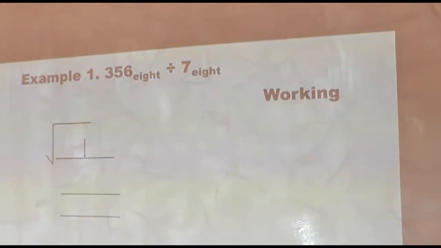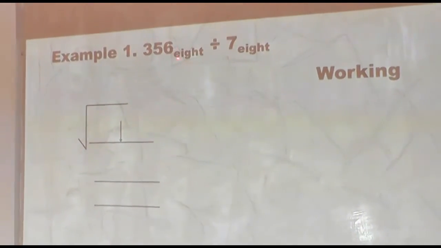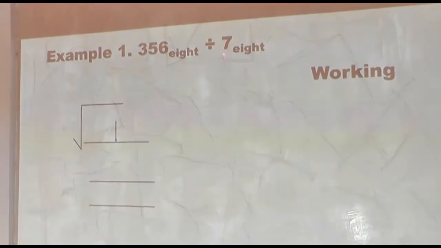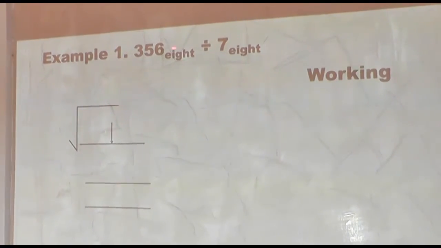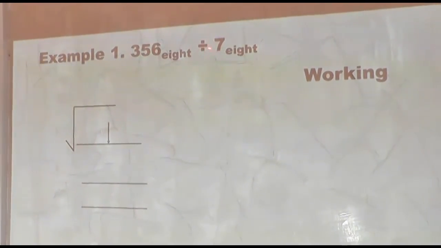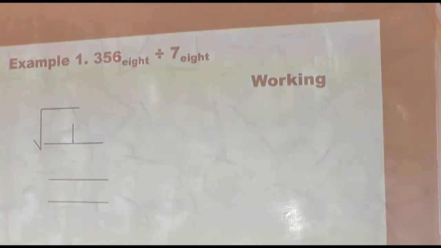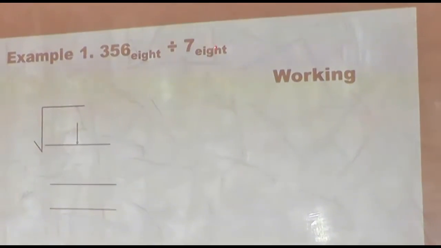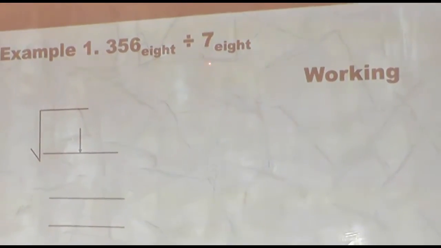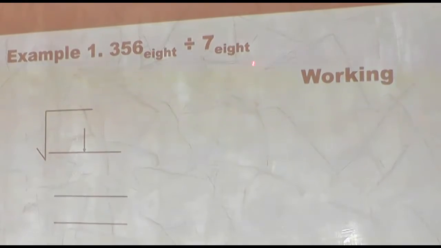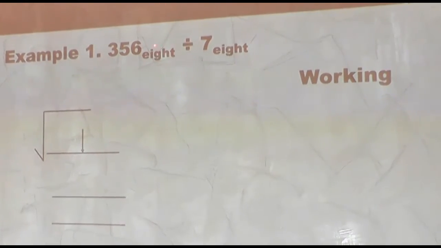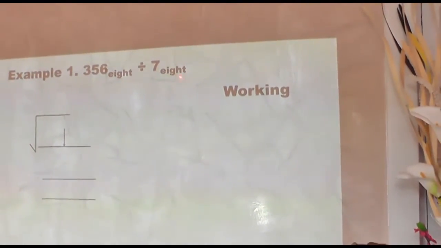We are to divide 356 base 8 by 7 in base 8. And mind you, when you are dividing in number base, you only divide numbers in the same base. Now assuming this is 356 base 8 and this is 7 base 5, I will have to convert this 7 base 5 to the same base as this so that I can divide. So here we are to divide them because they are in the same base.